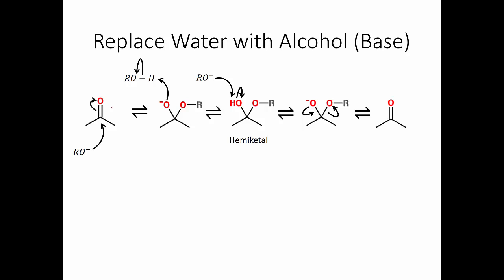For this reaction, we used a ketone as our substrate. However, if we had used an aldehyde as our substrate, our product wouldn't be a hemiketal. It would be a hemiacetal, where one of the carbon groups is now a hydrogen.